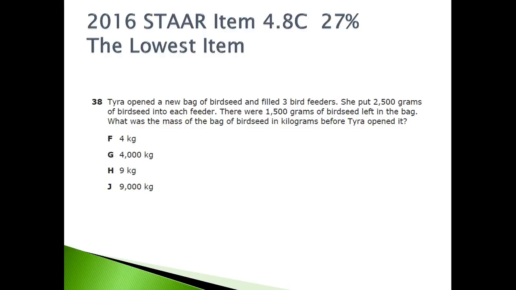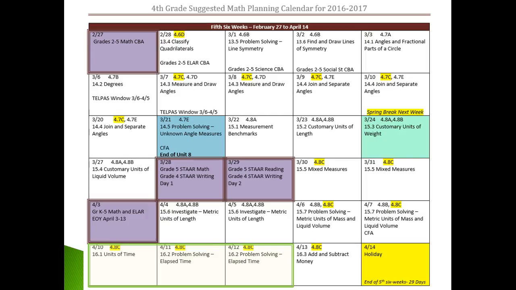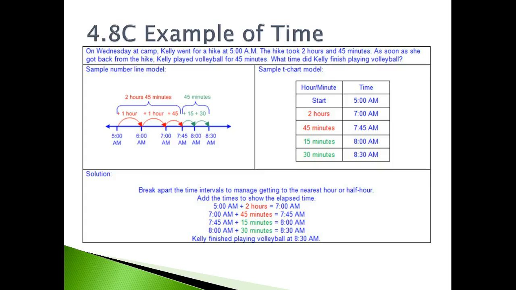4.8c, this was the lowest scoring item. Notice that this is a conversion of grams to kilograms as well as a multi-step problem. Then we're going to continue Unit 9 with time. Notice we have 3 days for elapsed time before we teach money.